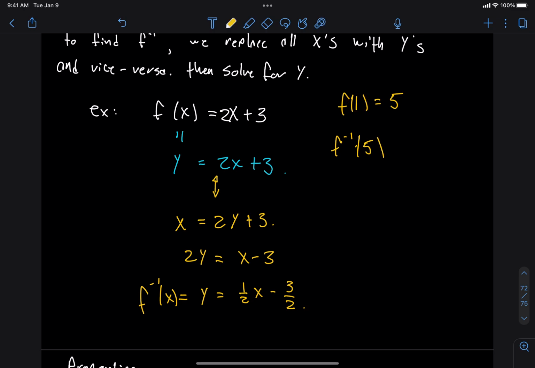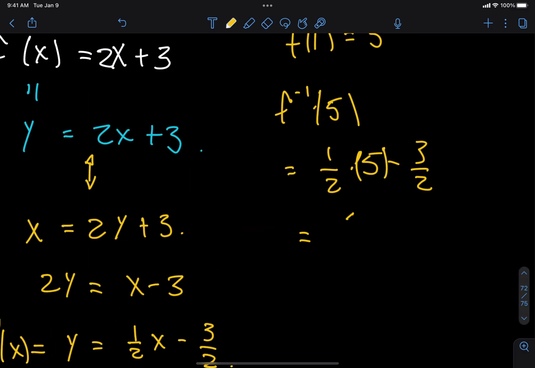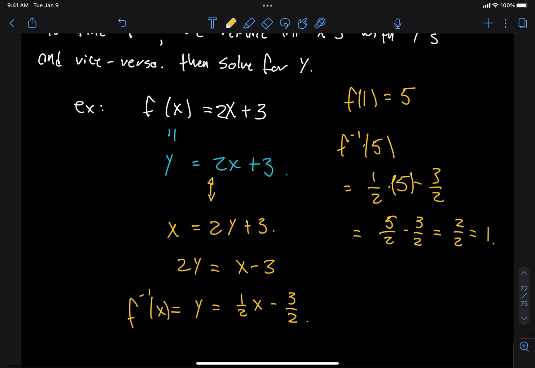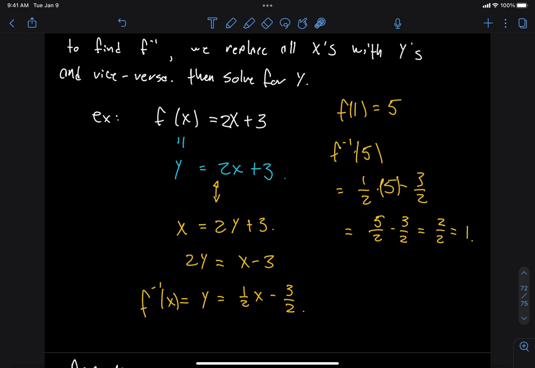So let's see. If I do f inverse of 5, I get 1/2 times 5 minus 3/2. Okay, so that's the same as 5/2 minus 3/2. And how do I subtract fractions again? I just subtract the numerators, right? And I keep the denominator the same. So I get 2 over 2, which is in fact 1. Okay, so check that out. We came up with a function that reverses the process. If I plug in the output of the f function, then I get back the input.